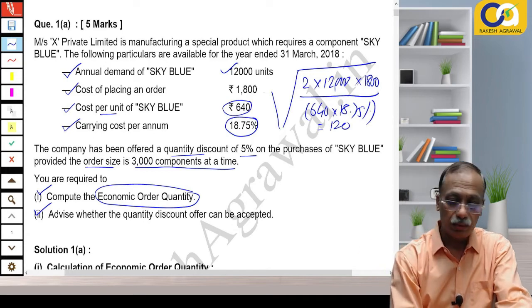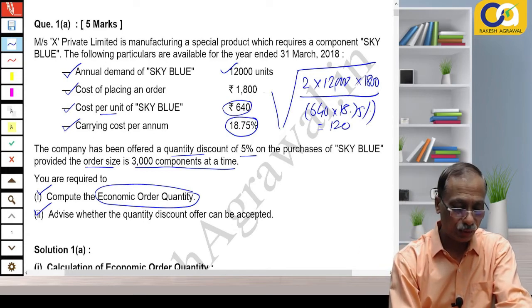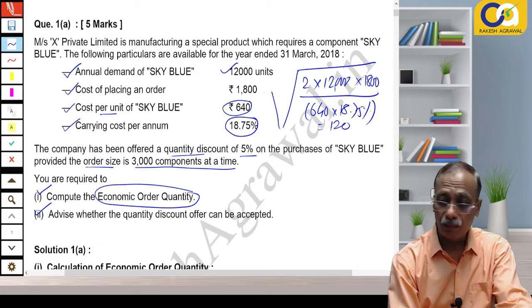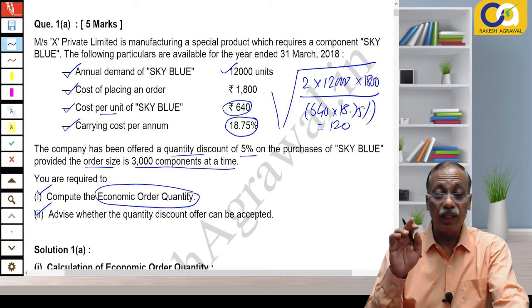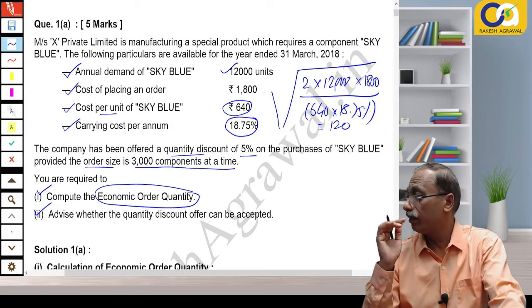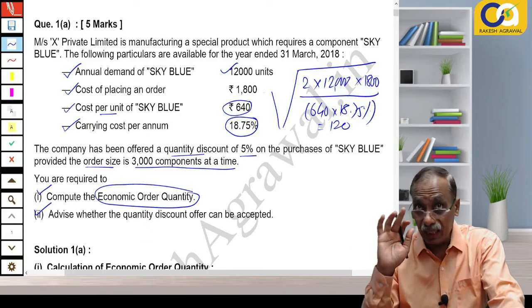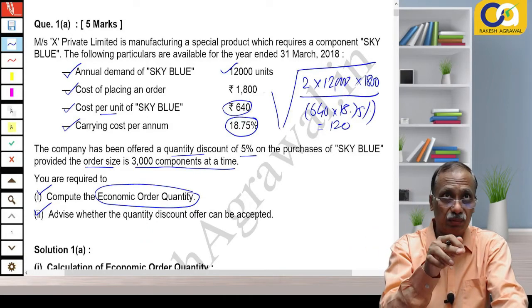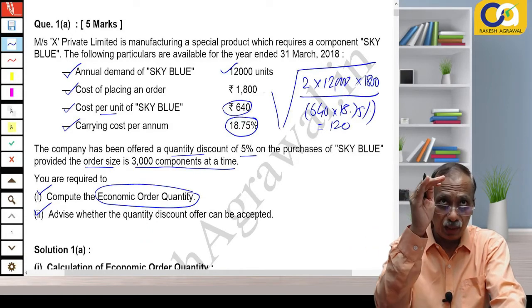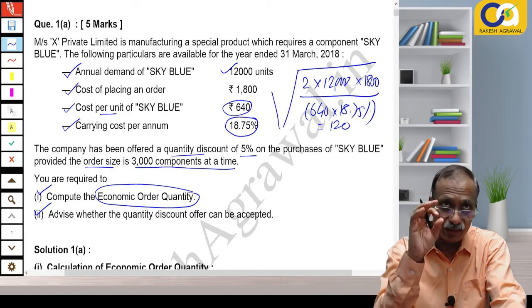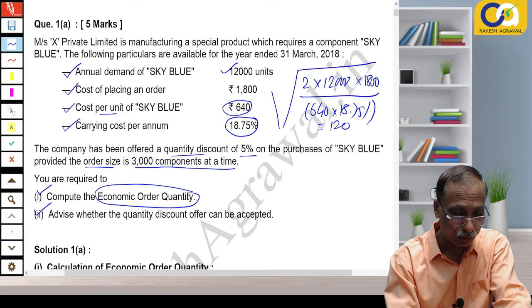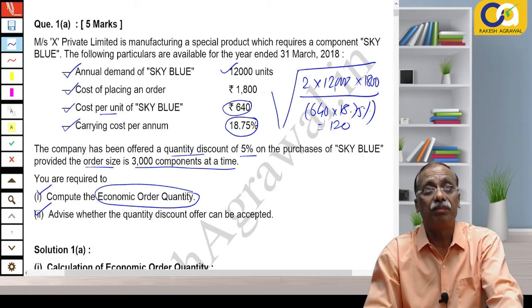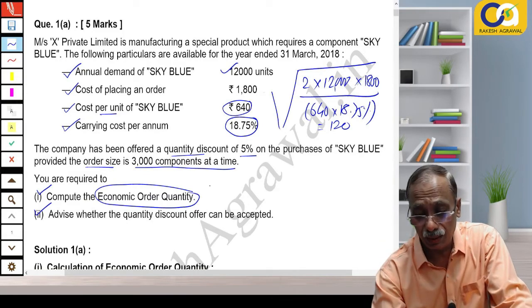Now apply the calculator, see how much answer you get. 2 into 12,000 into 1,800 divided by 120. You have to first press the equal to button, numerator divided by denominator is equal to, and then press square root. Are you getting my point? Numerator divided by denominator, the whole answer you will calculate first, that is equal to, and then square root. Now you press the square root. I think the answer is 600. So 600 units is your EOQ.